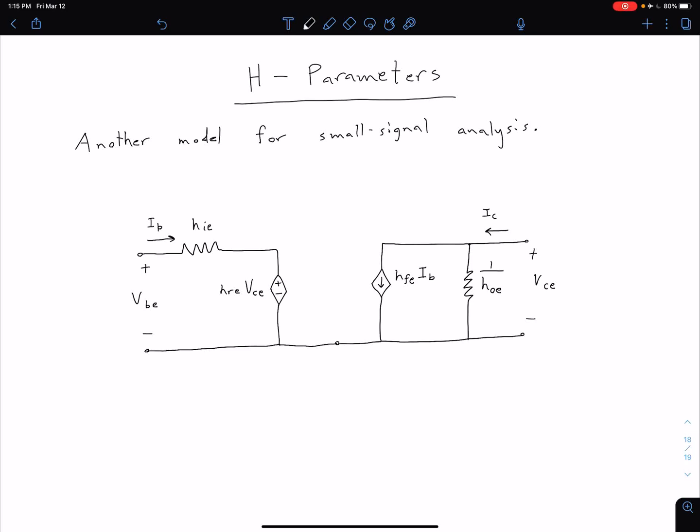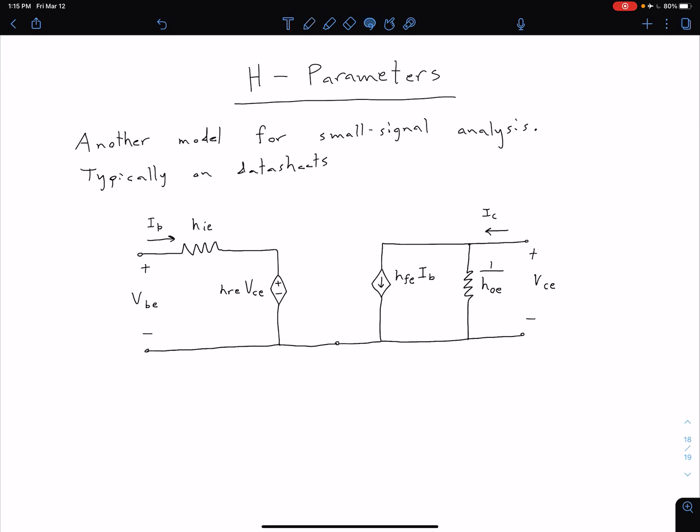I want to mention briefly one other model that is commonly used for BJTs, and that is H parameters. The reason I want to mention this H parameter model for small signal analysis is because this is typically what you'll see on data sheets, these H parameters.